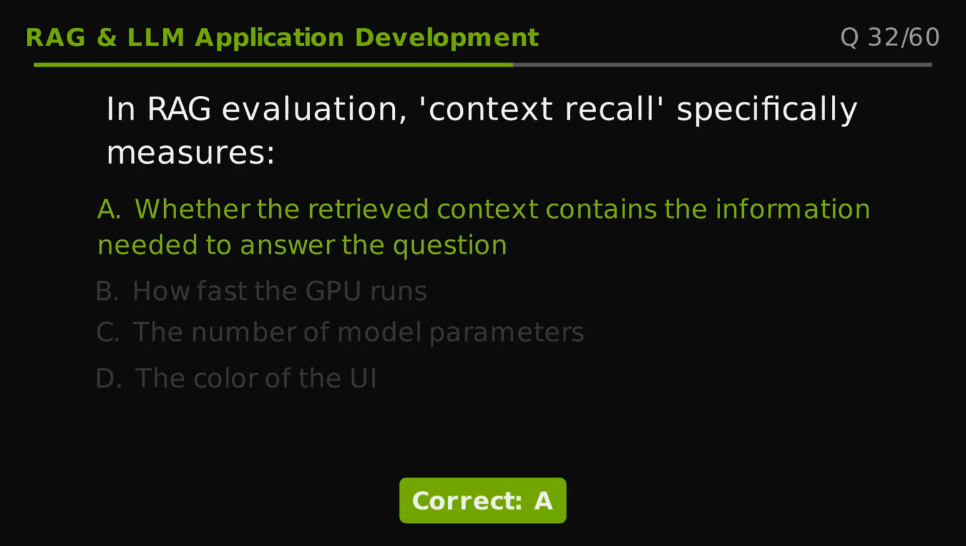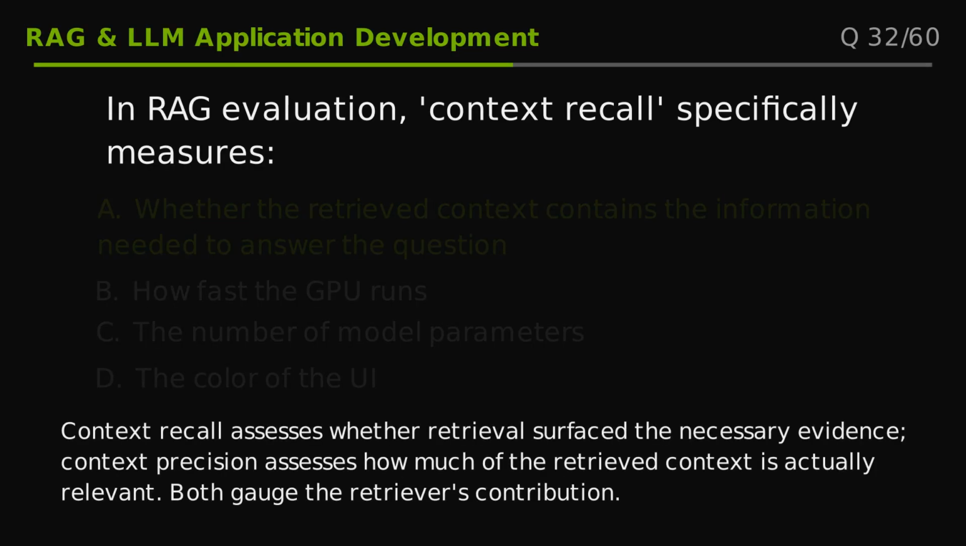The correct answer is A. Context recall assesses whether retrieval surfaced the necessary evidence. Context precision assesses how much of the retrieved context is actually relevant. Both gauge the retriever's contribution.